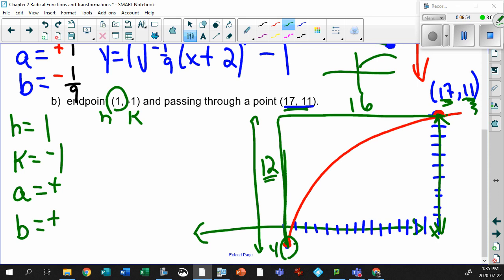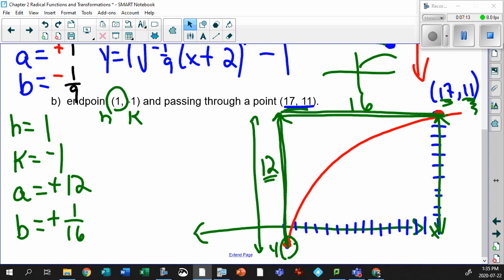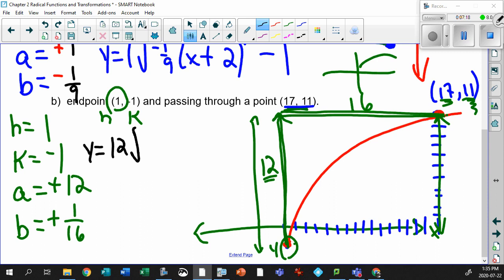That's it so far. Okay, so now we know what our values for A is. Our A is up 12. So our value for A is a stretch of 12. Our B is over 16. But remember, B is flipped. There you have it. Now you've got your A value, your B value, your H, and your K. Write me the formula. Okay, so Y equals A value, 12, square root, B value, 1/16, X minus H. It's a 1, so X minus 1. Boom. Your K value, -1.